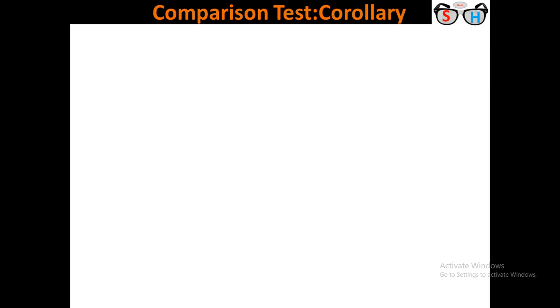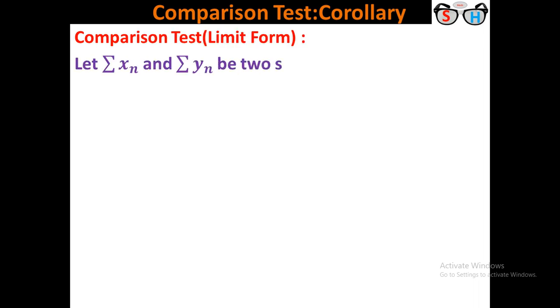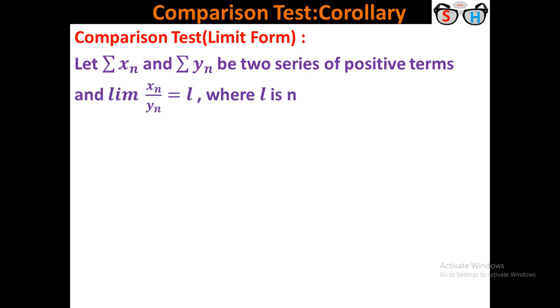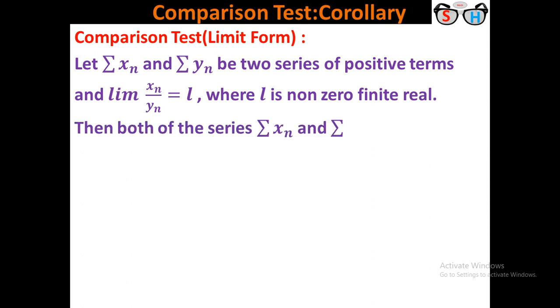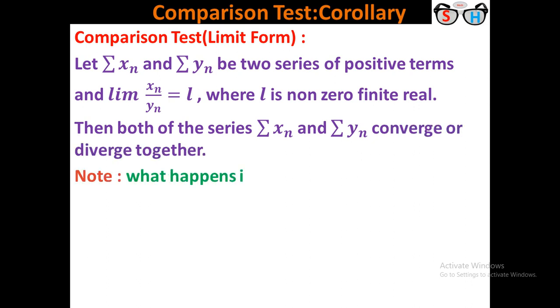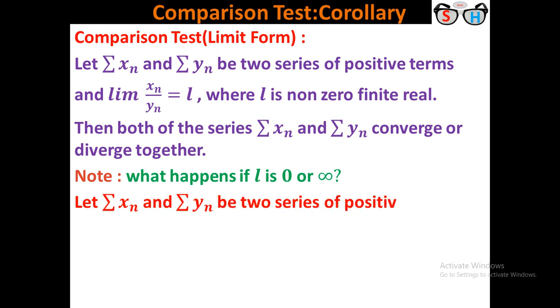Now I give some corollaries. This is the comparison test. Let xn and yn be two series of positive terms and limit of xn by yn equal to L, where L is a non-zero finite real number. Then both the series xn and yn converge or diverge together. What happens if L is 0 or infinite? Let xn and yn be two series of positive terms and limit of xn by yn equal to L. Okay. If L equal to 0, then what happens?